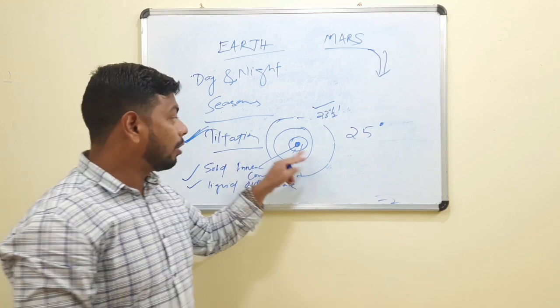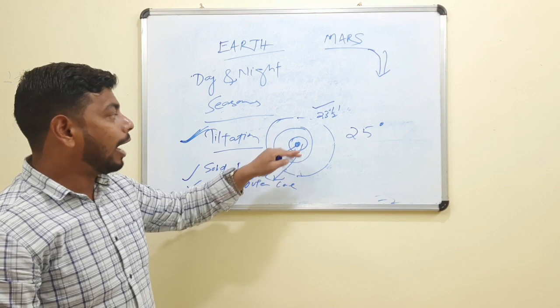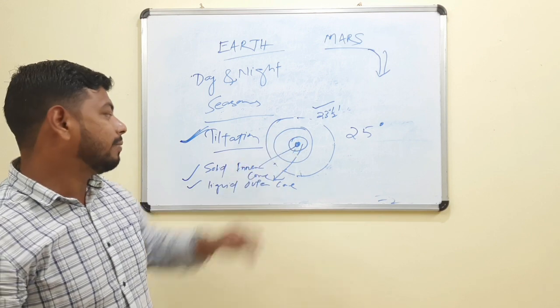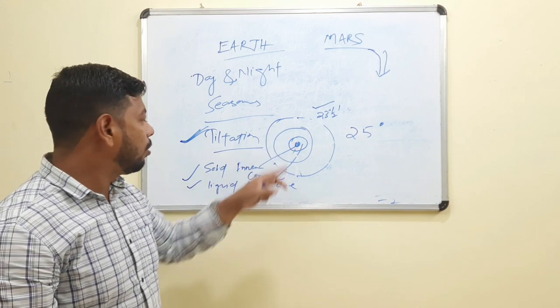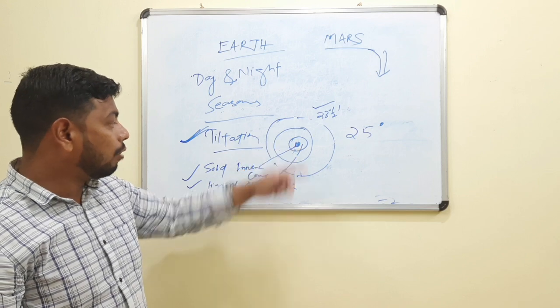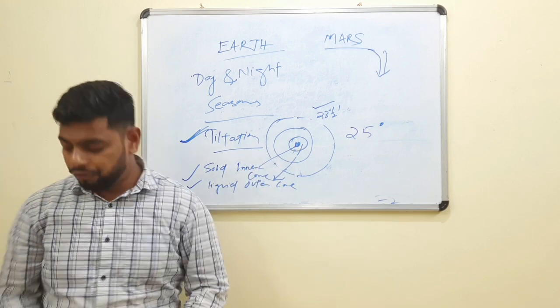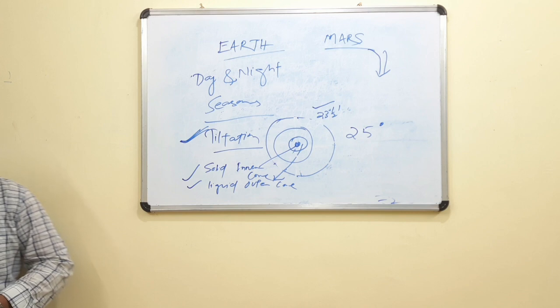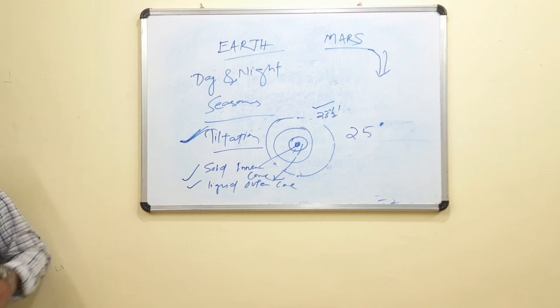Fine. And then one is the mantle, then one is the core. And within the core, further it is divided into two types: solid inner core and outer liquid core. That is mainly made up of silica and similar materials.